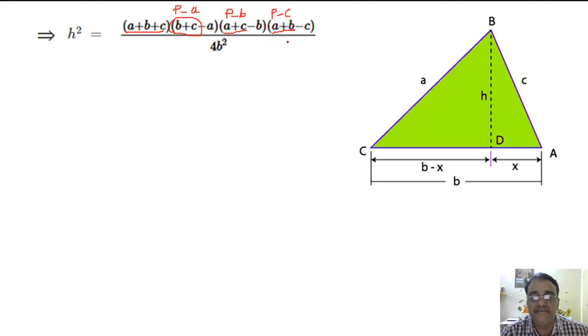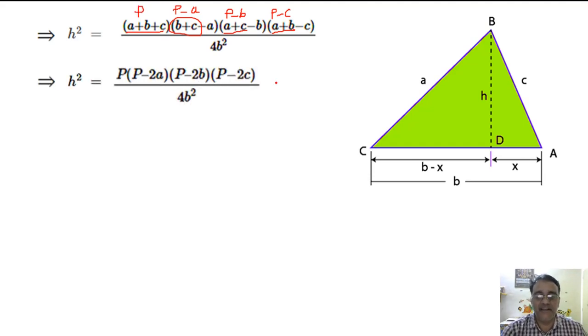Whether this is clear? Yes, sir. So this will become p minus 2a, this will become p minus 2b, this will become p minus 2c, and this is p. So we are going to replace everything. This is the step we will get. Any doubt in this step? No, sir.